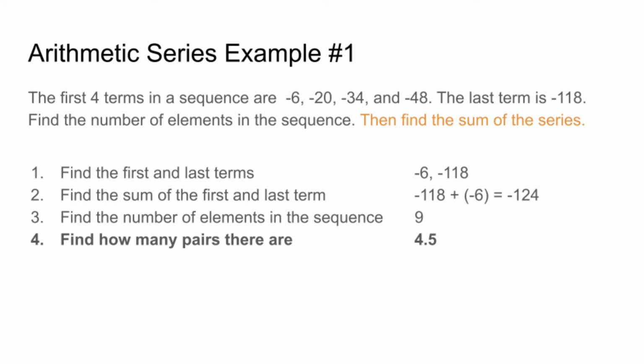That would be 4.5. 4.5 just means our list contains an odd number of elements, so there are 4 full pairs, and then the middle term or the median has no pair. So you know exactly what to do from here. 4.5 pairs times negative 124 is negative 558, which is the sum of this particular series.